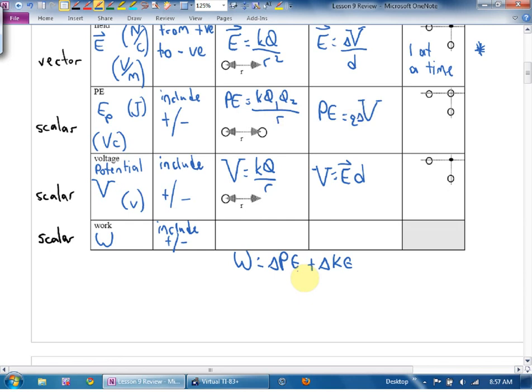And, of course, what's changing anything? Final minus initial. Okay? Read the question carefully. Did you start at rest? Did you end at rest or not? And away you go. So hopefully that kind of clears things up.